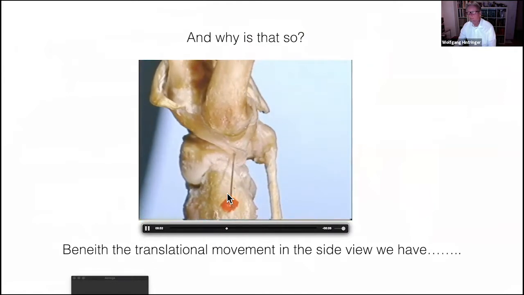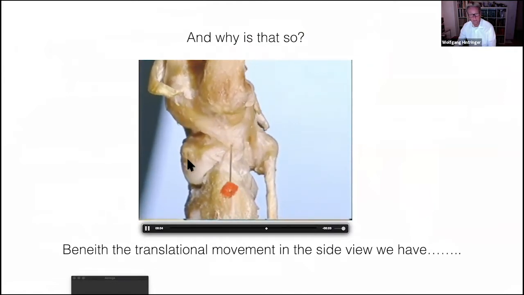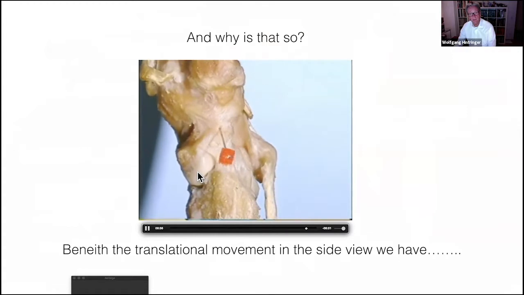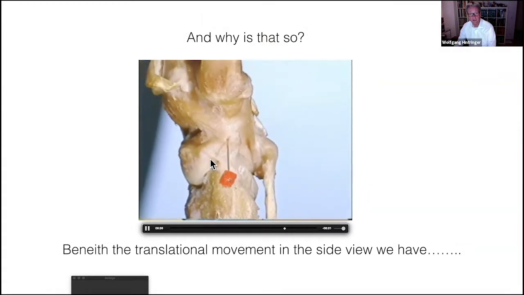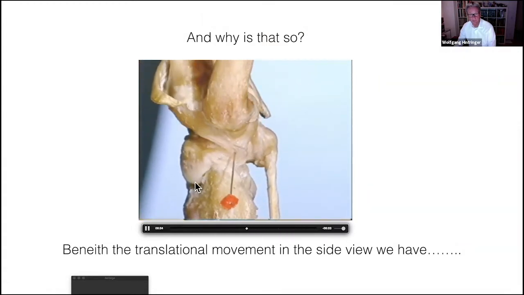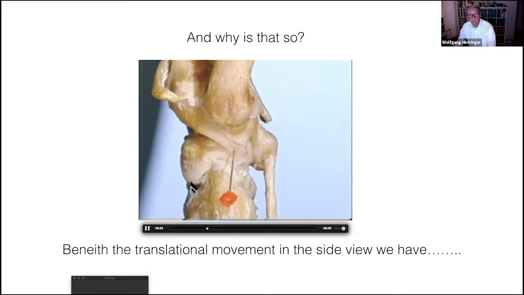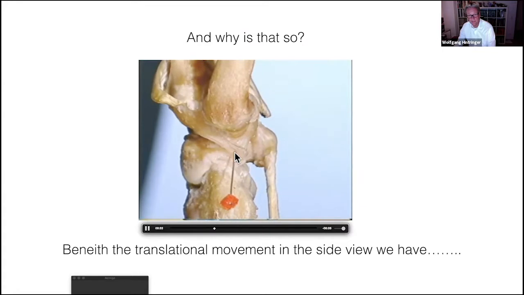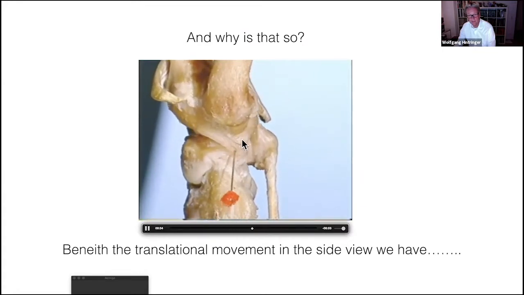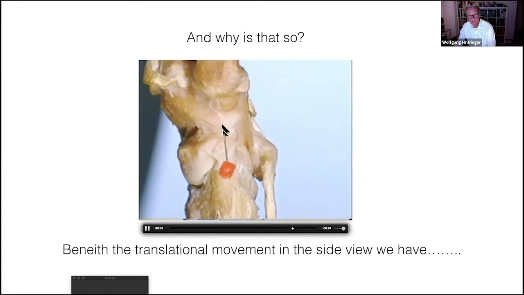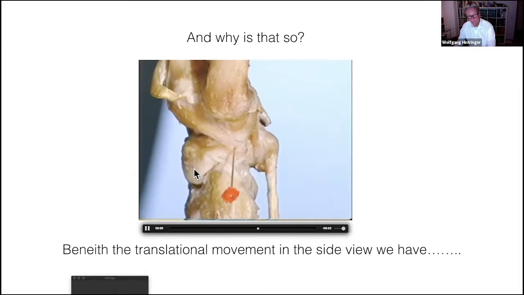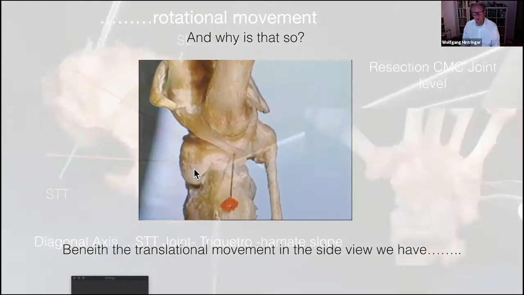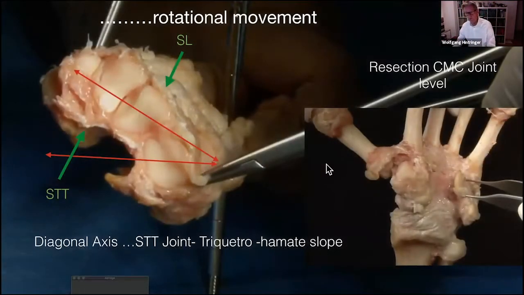Beneath the translational movement in the side view, you see here extension and flexion of the scaphoid. Look at the dorsal pole, which is translating out to the dorsal side. That is a needle in the STT joint. You see here now the extended scaphoid and now the flexed scaphoid. But what you don't see, I will show you in that video.